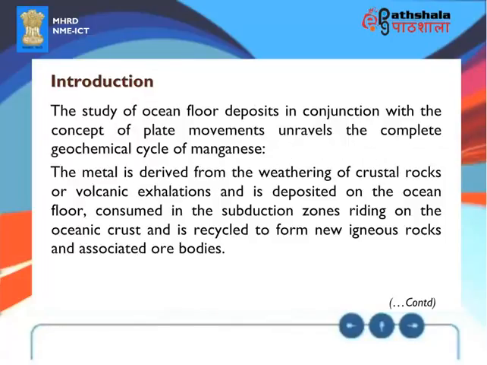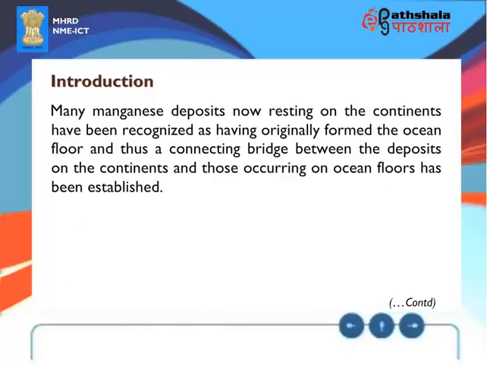The study of ocean floor deposits, in conjunction with the concept of plate movements, unravels the complete geochemical cycle of manganese. The metal is derived from the weathering of crustal rocks or volcanic exhalations and is deposited on the ocean floor. Consumed in subduction zones riding on the oceanic crust, it is recycled to form new igneous rocks and associated ore bodies. Many manganese deposits now resting on the continents have been recognized as having originally formed on the ocean floor, and thus a connecting bridge between the deposits on the continents and those occurring on ocean floors has been established.